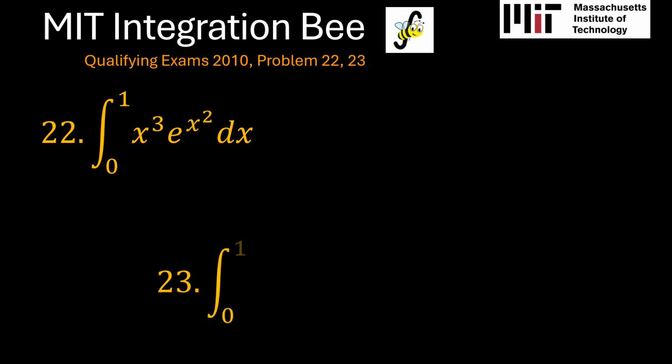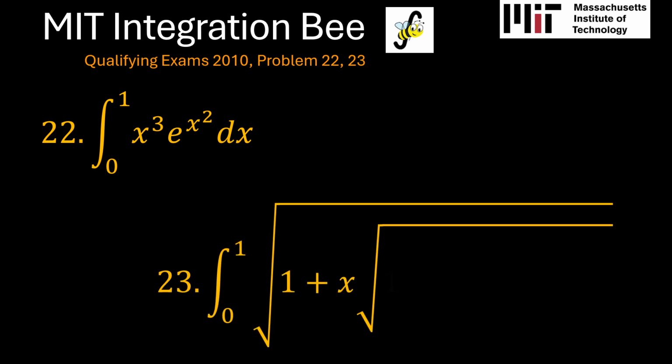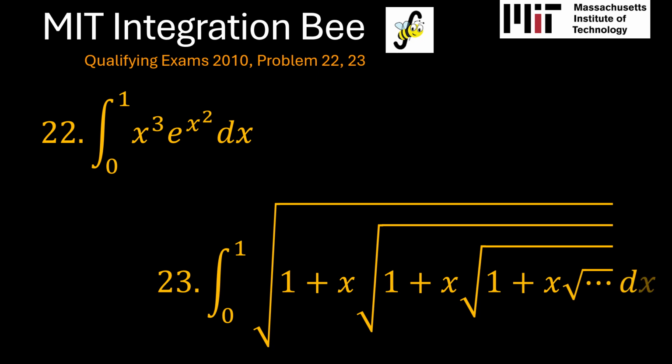Problem 23 is the definite integral from x equals 0 to x equals 1 of the square root of 1 plus x times the square root of 1 plus x times the square root of 1 plus x times the square root, so nested, infinitely continuing square root signs all over the place. Very interesting problems. I hope you hang out with us, and then we solve these problems.